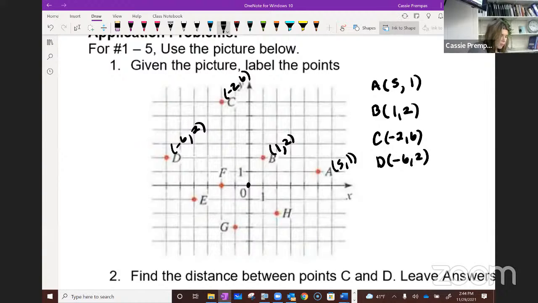Okay, we need to find points E, F, G, and H. If you could turn to your group, and the person whose birthday is coming up closest to today, you turn to your partner and tell them, what would point E be at? And then finish these together.